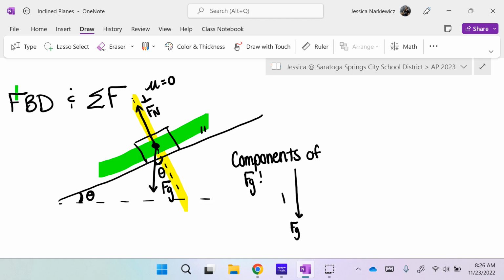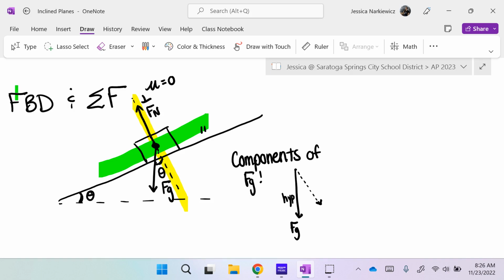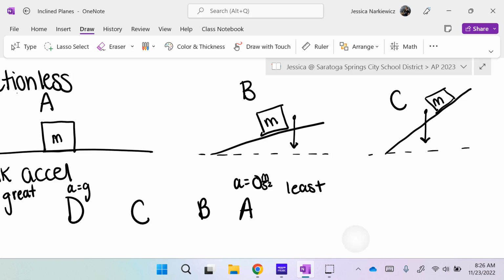So there's my FG, and that acts as the hypotenuse, and I'm kind of trying to draw it in the same direction as my free body diagram. So I have an FG perpendicular component and an FG parallel component, right? So instead of X and Y, we're using the directions parallel and perpendicular. The perpendicular component pulls the box onto the incline, and the parallel component pulls us down the incline. Okay, so back up here, when B and C were accelerating, it's actually the parallel component of gravity causing us to accelerate.